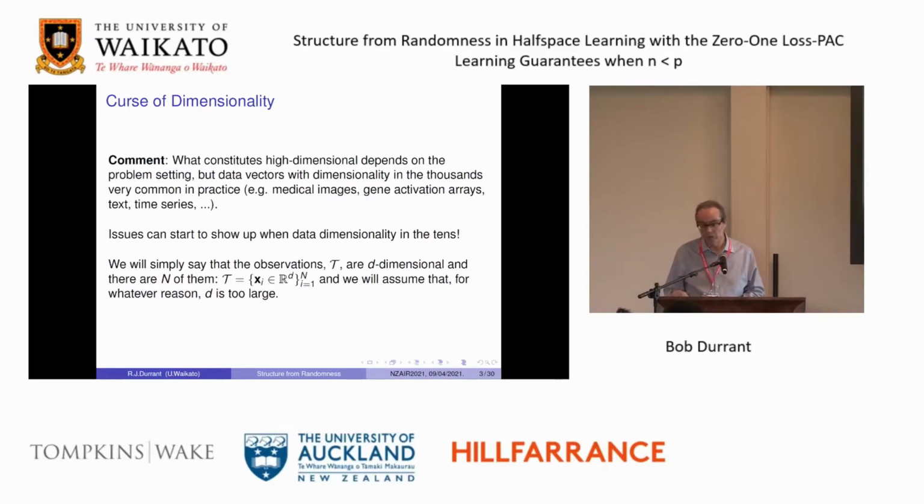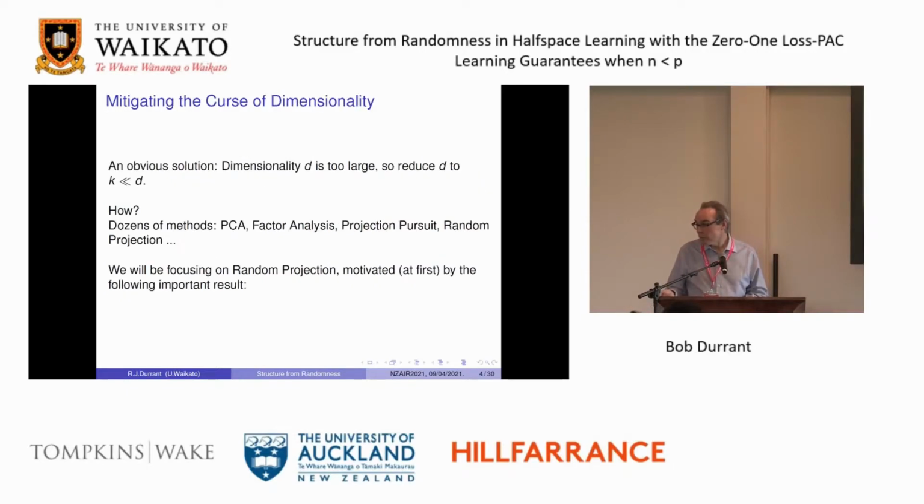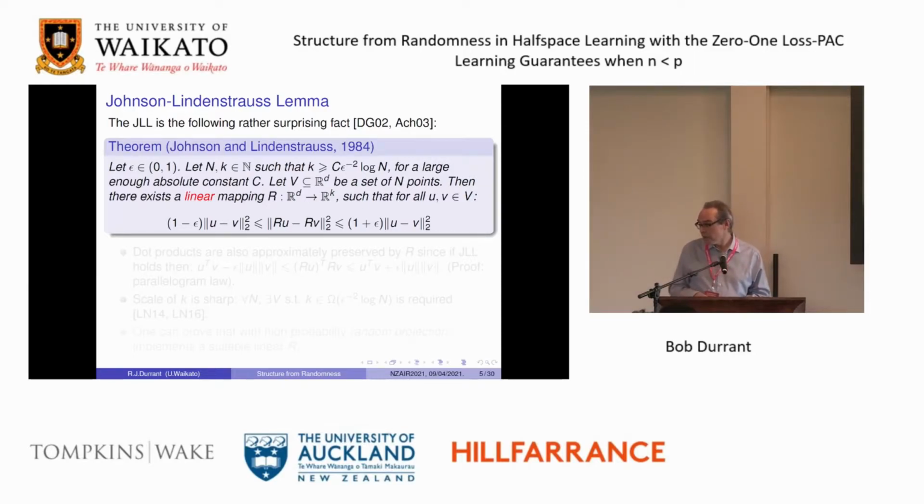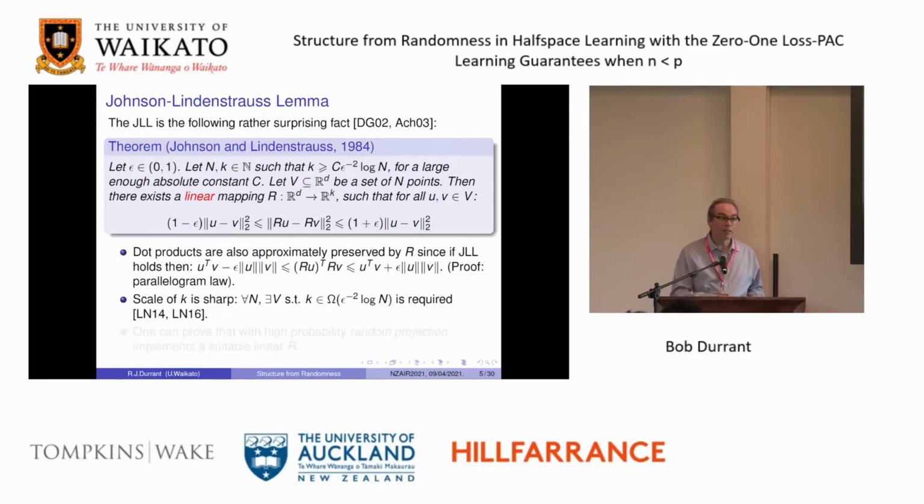What we're going to look at is a random form of compression called random projection. This has mainly been motivated historically by the Johnson-Lindenstrauss lemma. It shows that if you take a matrix R that maps down from R^D, where D is some high dimensionality, to R^K, and K doesn't depend on the embedding dimension of the data, it just depends on the size of the point set you want to embed. In fact, it works for infinite dimensional spaces as well.